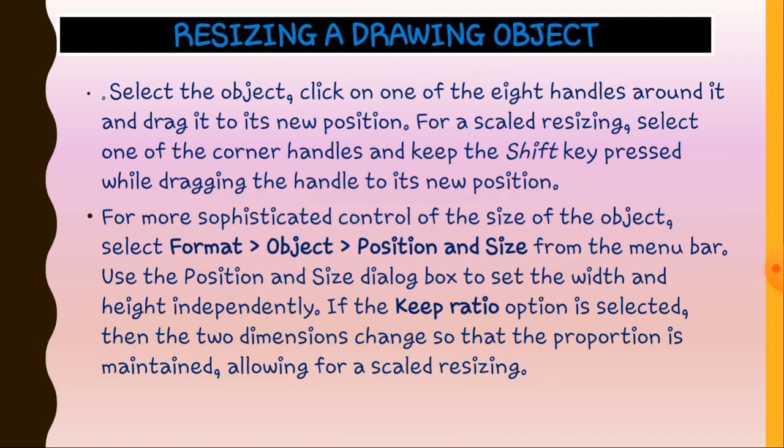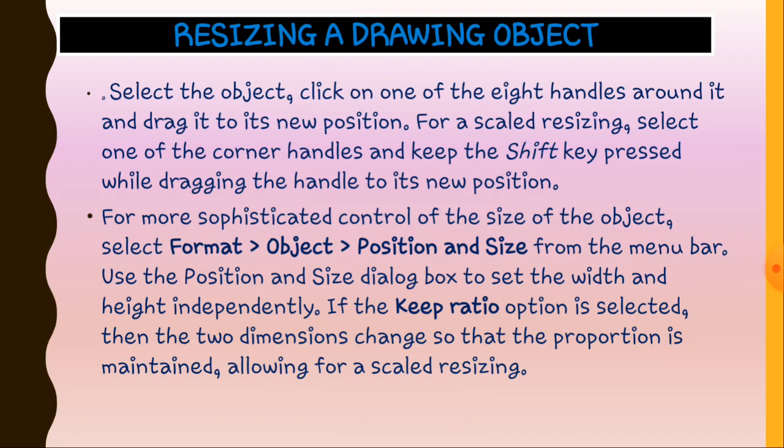Another way, suppose you want more sophisticated control of the size of the object, you have to select Format, Object, Position and Size from the menu bar. I repeat, go to the Format tab in the menu bar, then choose the Object option, then choose Position and Size. Then you will get the Position and Size dialog box.